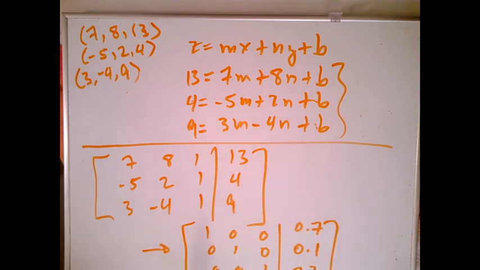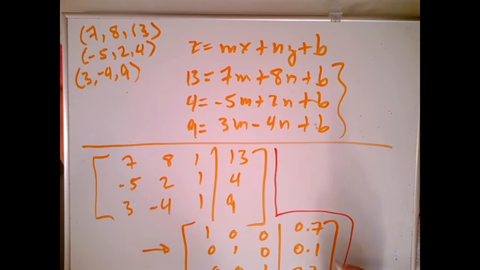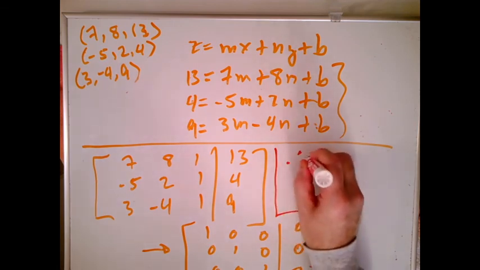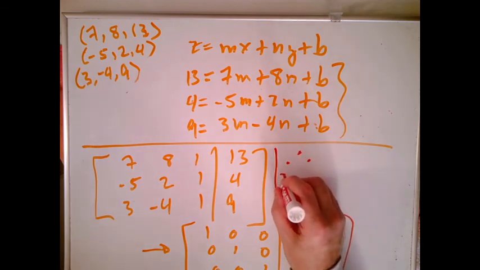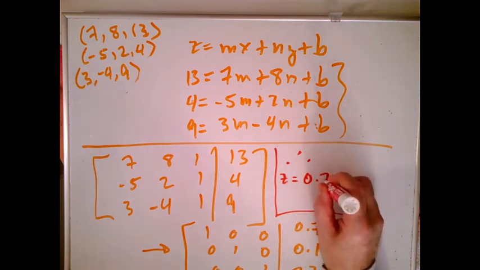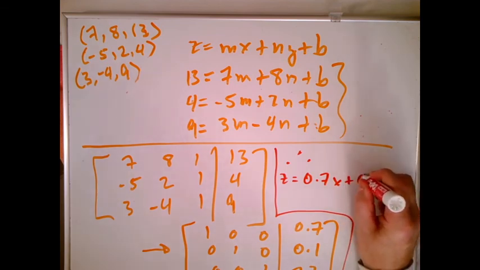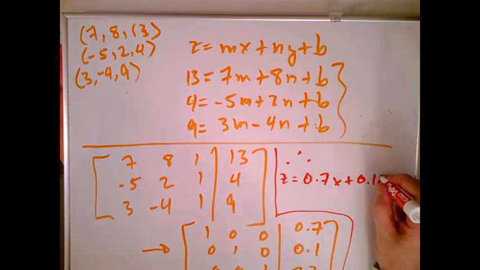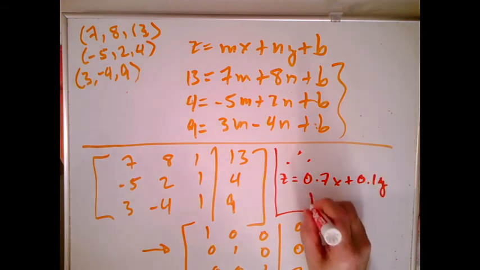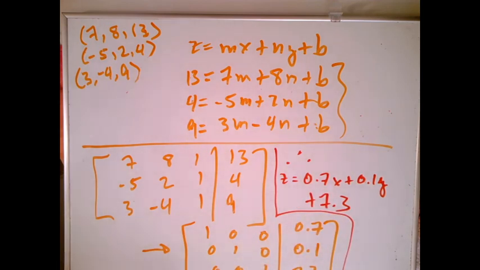And what does that say? That says we do have our final equation. I'm going to write it down in the one little spot I have, and with a little ta-da, like that, we're going to get z equals 0.7x plus 0.1y plus 7.3, and you should try that out, but I believe that actually works for all 3 points.